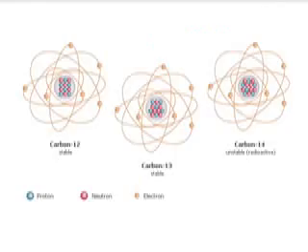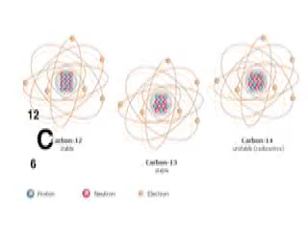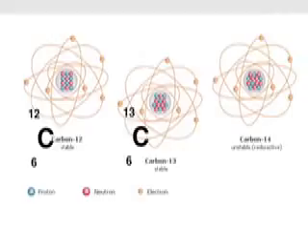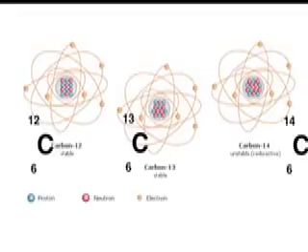Here are 3 known isotopes of carbon. Carbon-12 is stable and the most common isotope. Carbon-13 is stable but has 1 more neutron. Carbon-14 is unstable, it's radioactive, and has 2 more neutrons than carbon-12, which is the most common.